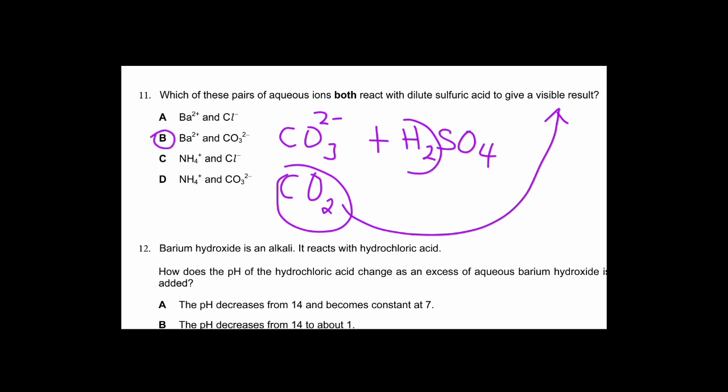Ammonium, we cannot form a substance which is going to be visible from ammonium and the chloride. From a carbonate, yes, but ammonium, no. So the answer is B.